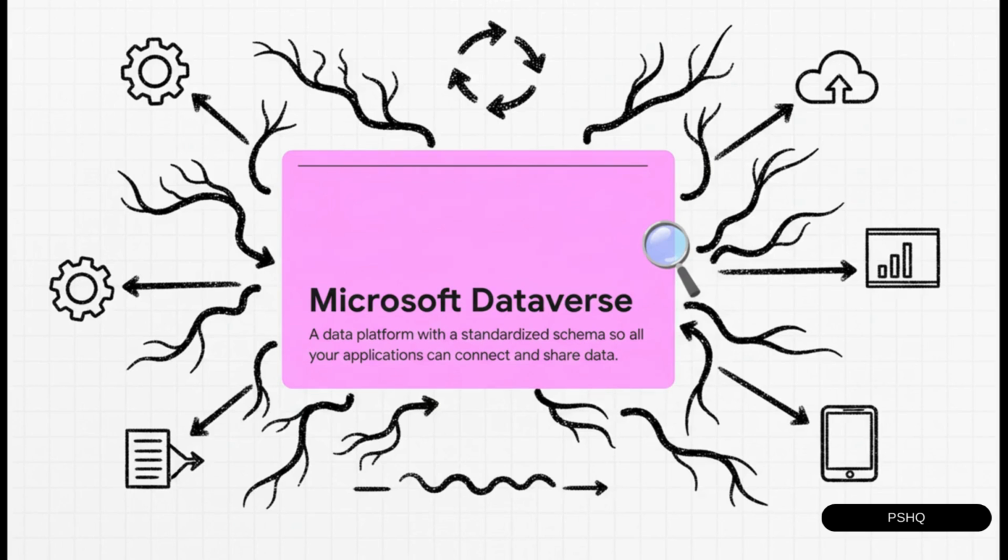Seriously, if you remember one thing, remember this. It's way more than just a database. It's like the platform's central nervous system. It gives you a standardized data model that basically forces all those different apps to speak the same language. This right here is the secret sauce that makes the whole thing unified.